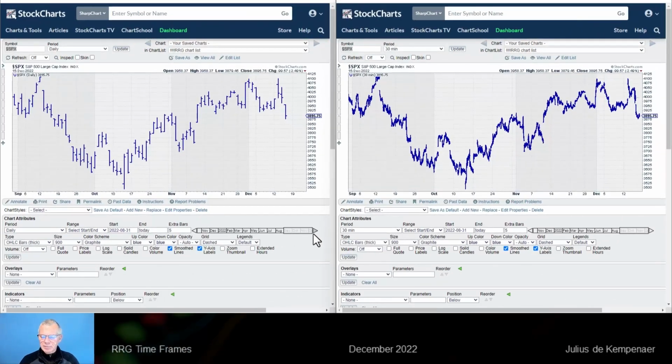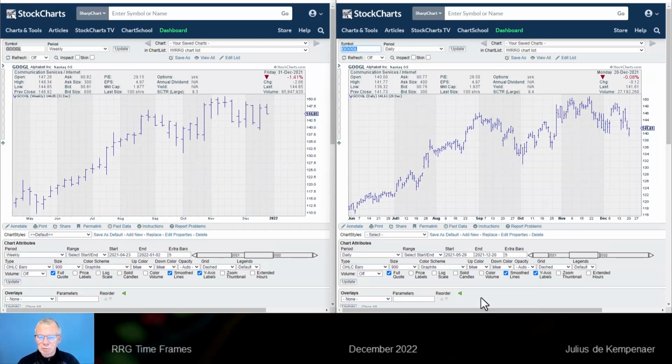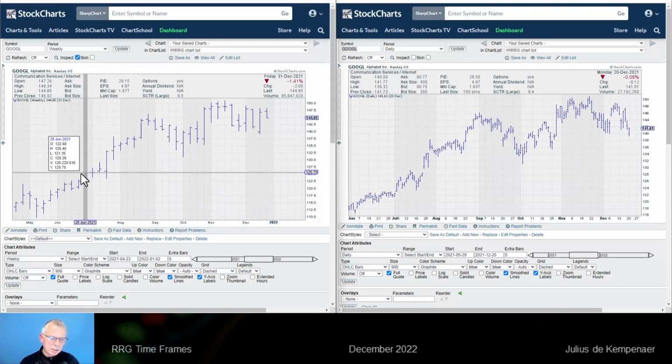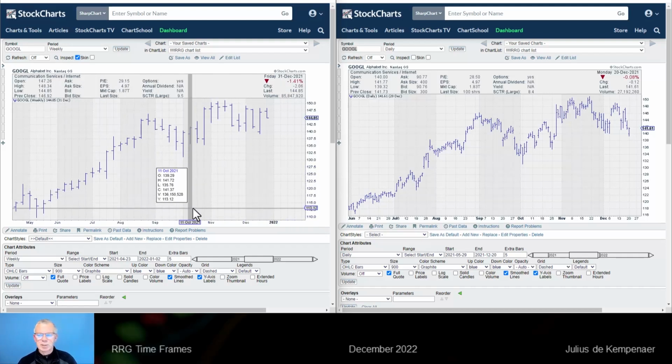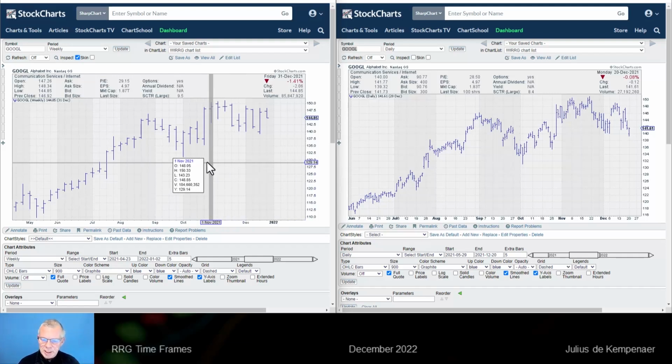And I actually found a very good example of the interaction between daily and weeklies on Google. I went back to 2021. This chart goes back to May 2021, to the end of the year, so the second half of 2021. And both charts are showing the same time span.